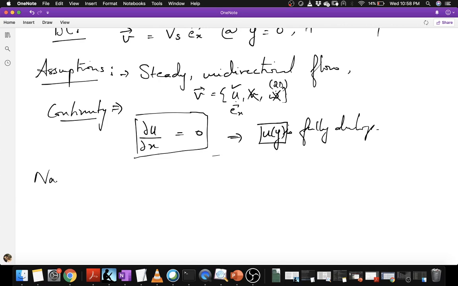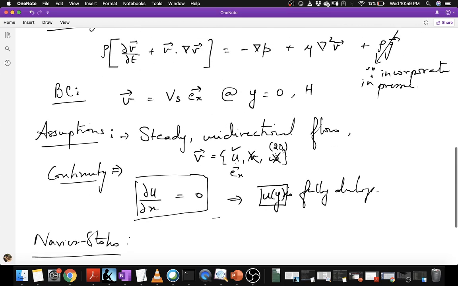Now I move on to the Navier-Stokes equation. What does this become? Remember, I'm looking at steady flow, so this term cancels. If I look at v dot gradient of v, the only component that survives is u times du dx. But I know du dx is 0, therefore this term also cancels. So effectively, when we say the flow is steady and unidirectional, we mean that the inertial terms play no role in the flow. These terms are anyway quite small when the Reynolds number is small. That's what it means to say the Reynolds number is small, which is why this is a good assumption for microchannels.